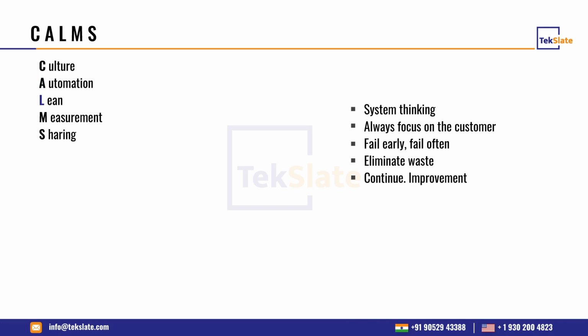The third part comes as lean. You have to be lean in terms of your processes however you can. So first, system thinking, how you are designing your system, you should be very lean. Always focus on the customer. Customer is the king, and customer is the key to generate the business value. So whatever you design, you should always think how my solution is going to affect your customer.